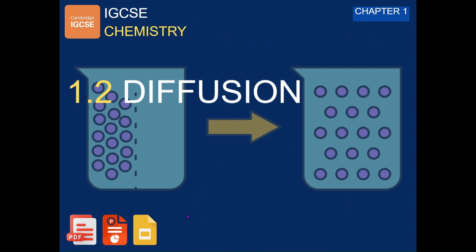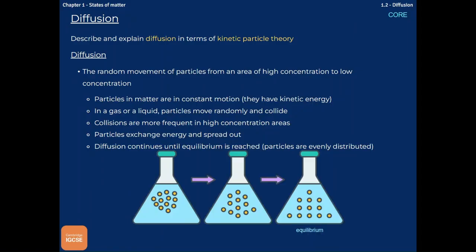Okay, let's talk about diffusion. This is part 2. Diffusion is when you have this concentrated amount of particles, and over time it gets evenly distributed until you get an equilibrium, which means it's evenly distributed in this case. So it's the random movement of particles from an area of high concentration to low concentration. That's kind of illustrated right here. This is high concentration, right? A lot of them all bunched together. This is low concentration.